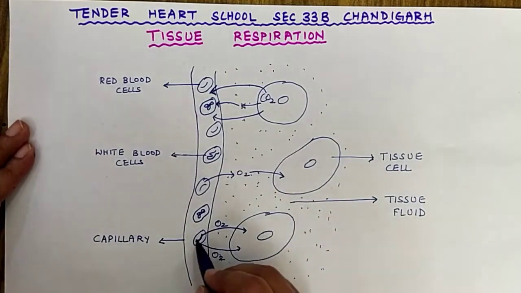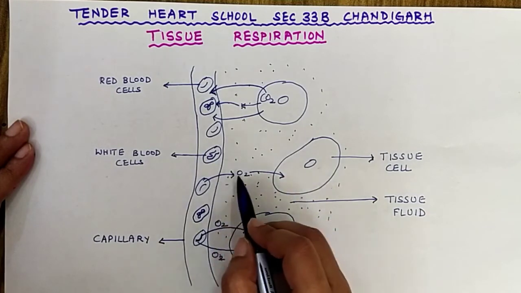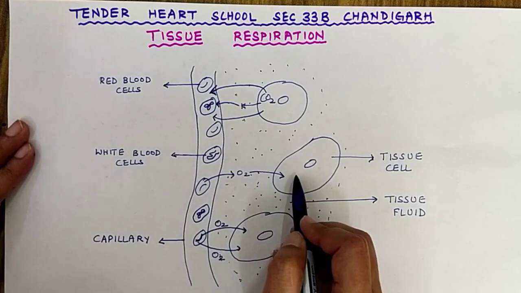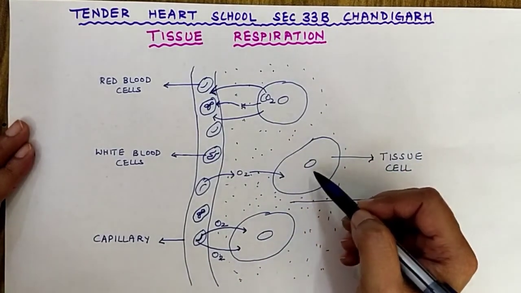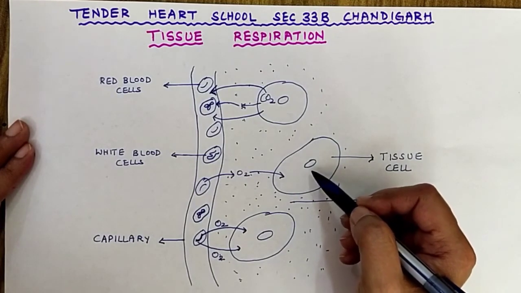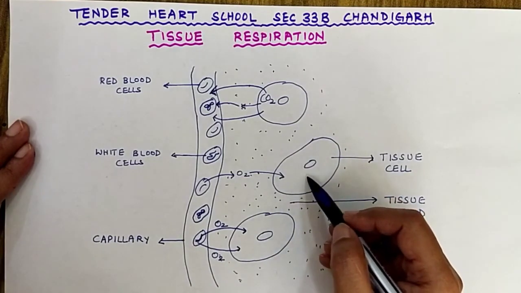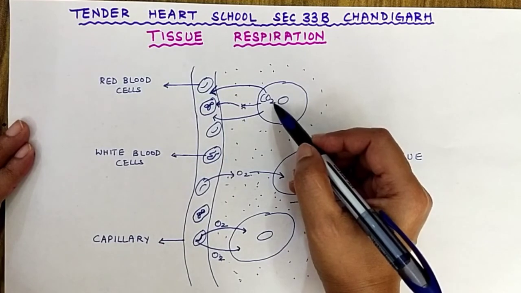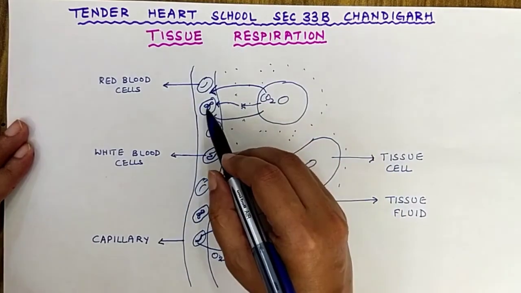So all the cells should receive this oxygen. This oxygen from the red blood cell enters into the tissue fluid. Before it enters into the cell, it has to pass through the tissue fluid. It enters into the tissue fluid, and then it enters into the cell. And oxygen is used up in the cell by cellular respiration. That is, the cell will undergo respiration. Oxygen combines with glucose to give us energy, and what is released as a byproduct? Carbon dioxide.